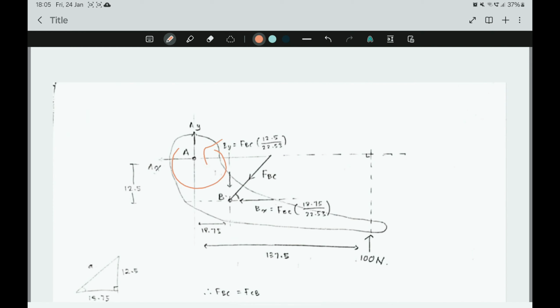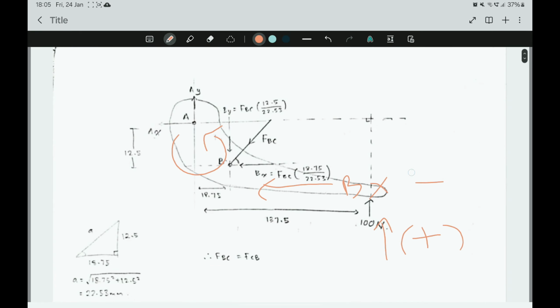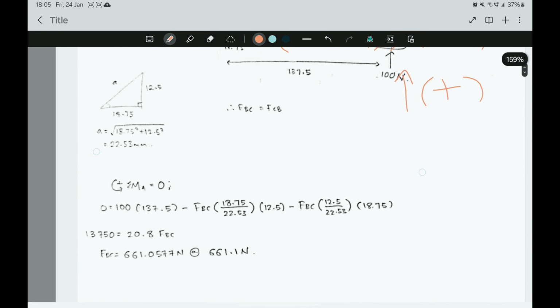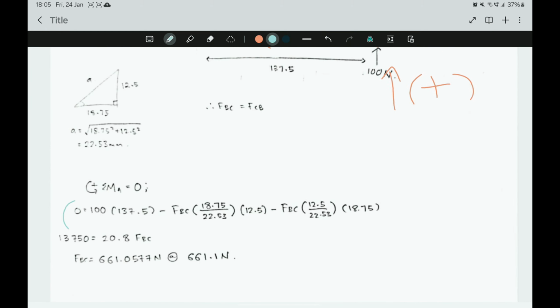So at this, 100 Newton is positive, Px is negative, and By is also negative. And this is the equation of the solution. And we got the FBC is 661.1 Newton.